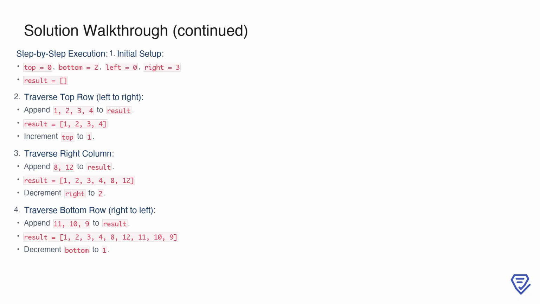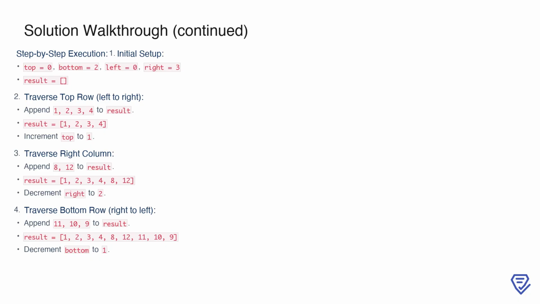The first step is traversing the top row from left to right. This means appending the elements 1, 2, 3, 4 to the result, which updates it to 1, 2, 3, 4. The top boundary is then incremented to 1. Next is the right column, where we traverse downward and append the elements 8 and 12 from matrix[1][3] and matrix[2][3]. This extends the result to 1, 2, 3, 4, 8, 12. The right boundary is decremented to 2, narrowing the traversal area.